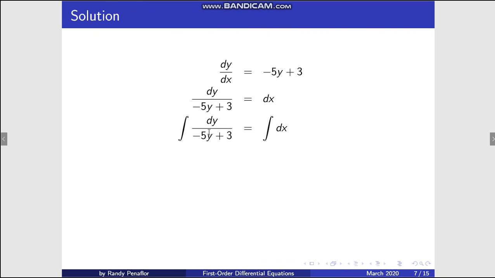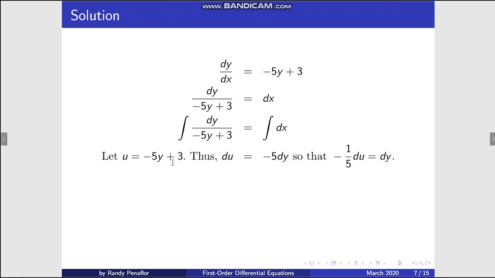The integral of dy over negative 5y plus 3 can be evaluated using integration by substitution. Let u be equal to negative 5y plus 3. Then du equals negative 5 dy. Dividing each side by negative 5, we get negative 1 over 5 du equals dy. Replacing dy by negative 1 over 5 du and negative 5y plus 3 by u, and introducing this negative 1 over 5 before the integral sign, we get negative 1 over 5 times the integral of du over u equals x.